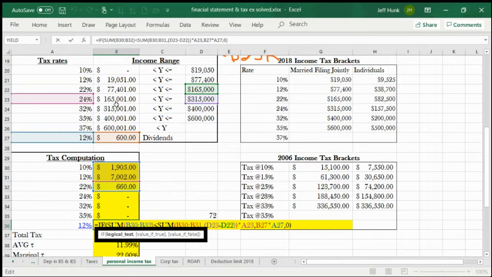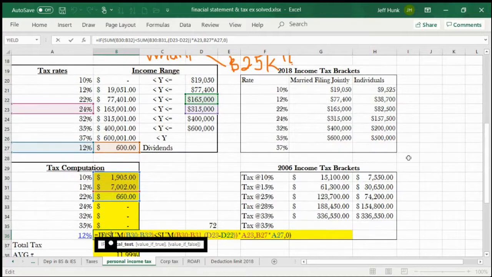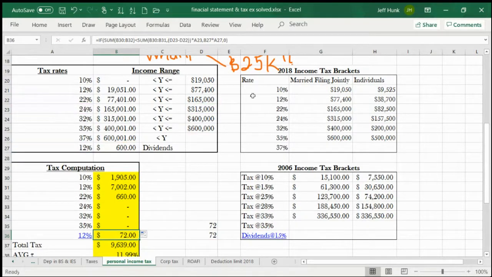So here, I need to see if my marginal income falls into the 24% or 22% bracket. And what is marginal income? Marginal income.